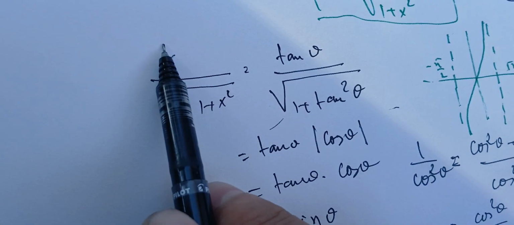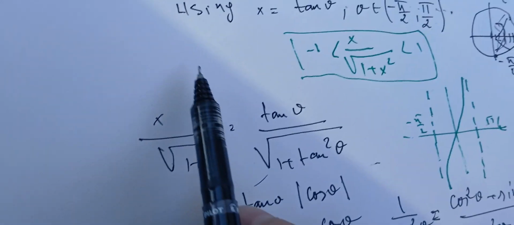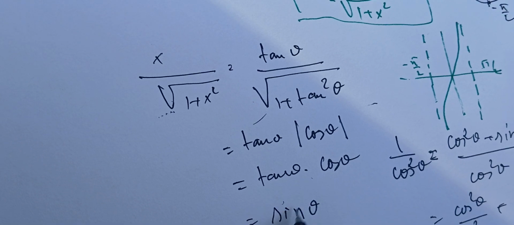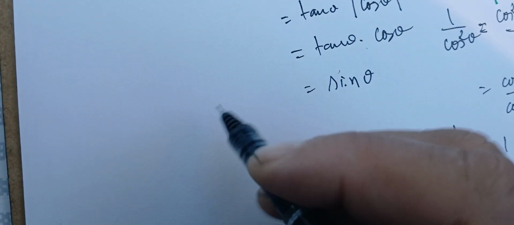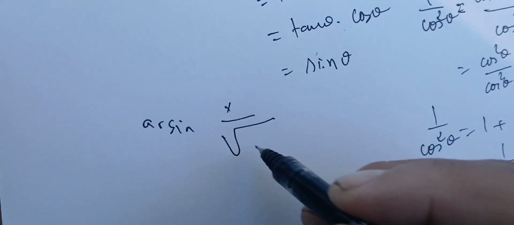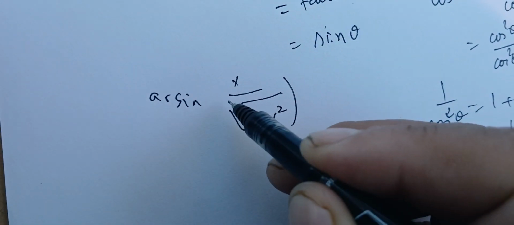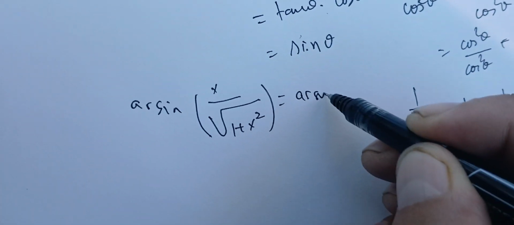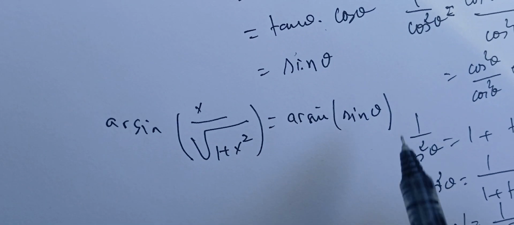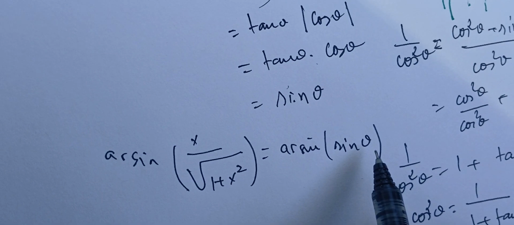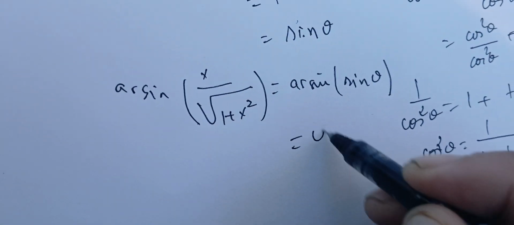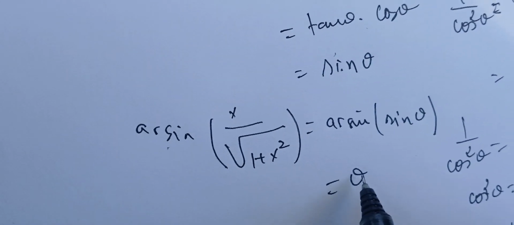So now I have shown that if we change x to tangent theta, this value here is just sine theta. Therefore, if I take the arcsine of x over the square root of 1 plus x squared, it is going to give me arcsine of sine theta. Okay, so what is theta here? Theta is between minus pi over 2 and pi over 2, so we have a bijection between arcsine and sine, and therefore this is just theta.